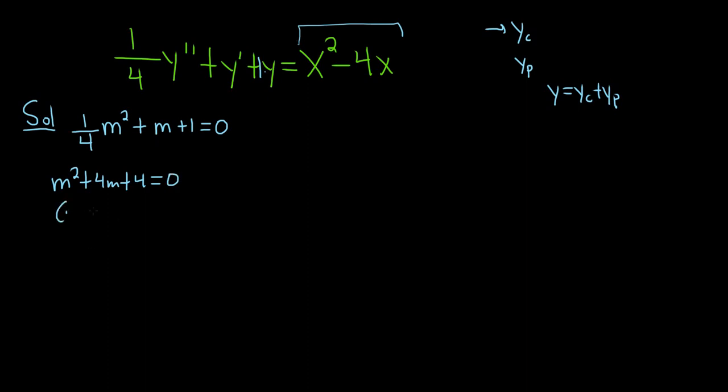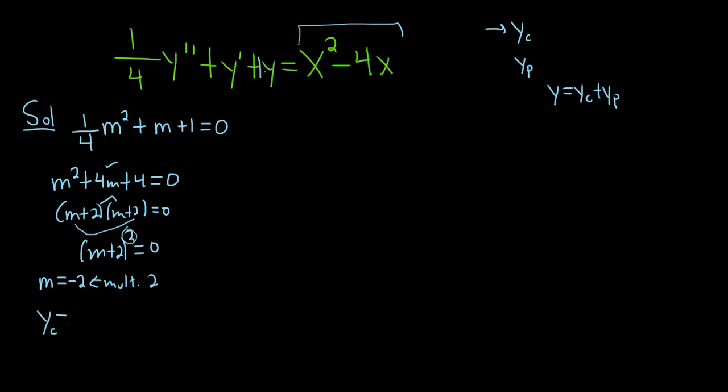This should factor. I believe it should be m plus 2, m plus 2. Yeah, that looks okay, because 2 times 2 is 4, and 2m plus 2m gives you 4m. So then we have m plus 2, parentheses, squared, equal to 0. This means that m is equal to -2, and the multiplicity of the solution is 2. That's the number that appears here. This means that we have a repeated real root.